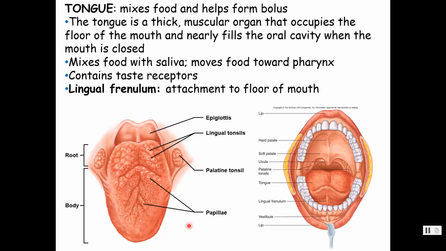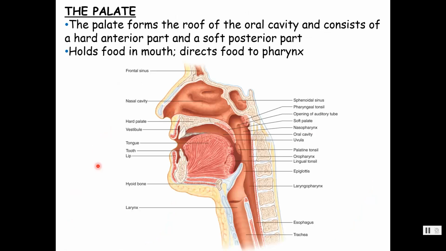But it's going to mix the food, and then when it's time to swallow, it's going to move that food back towards our pharynx. So your tongue has a root, it has a body, and is attached to the floor of the oral cavity by a lingual frenulum. And sometimes this is extended too far forward, and that's when someone is tongue-tied and has difficulty speaking, and so we'll just go ahead and cut that.